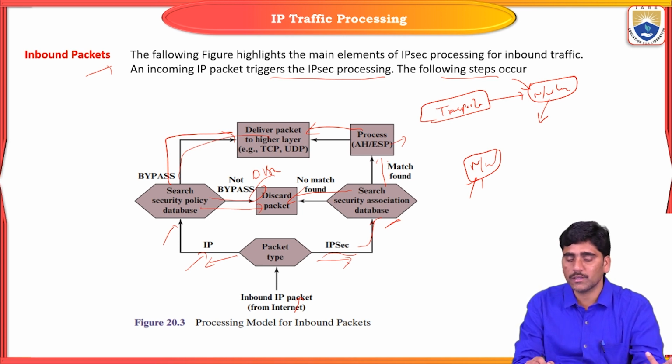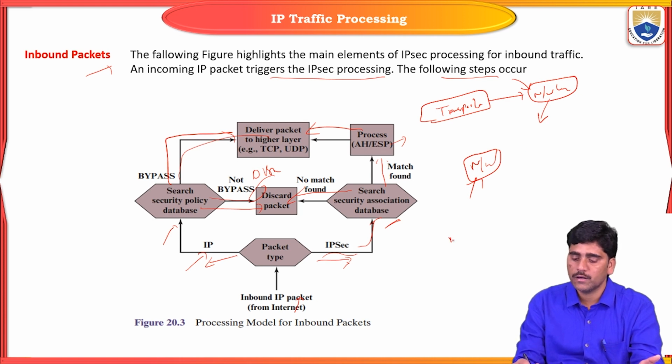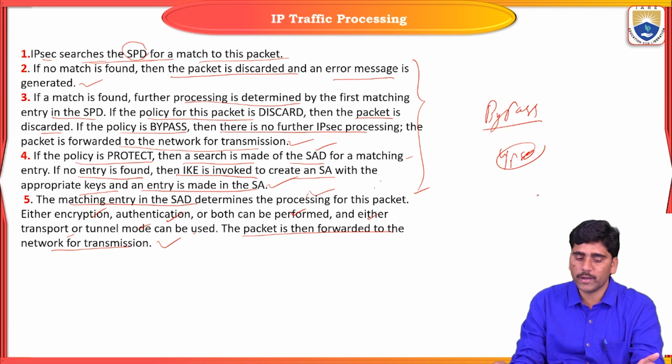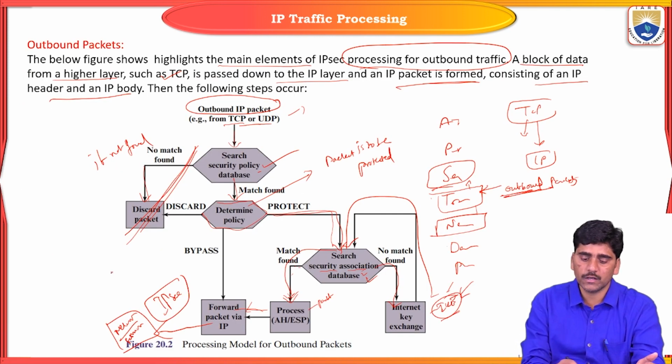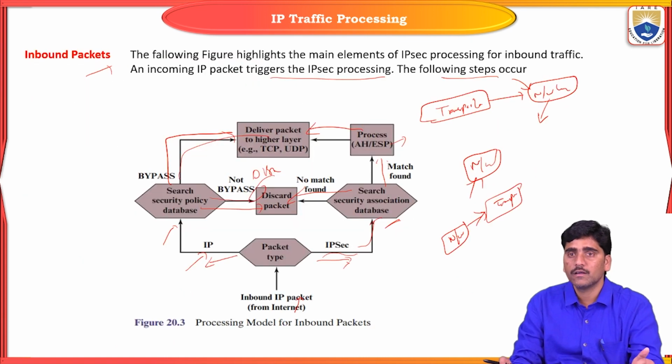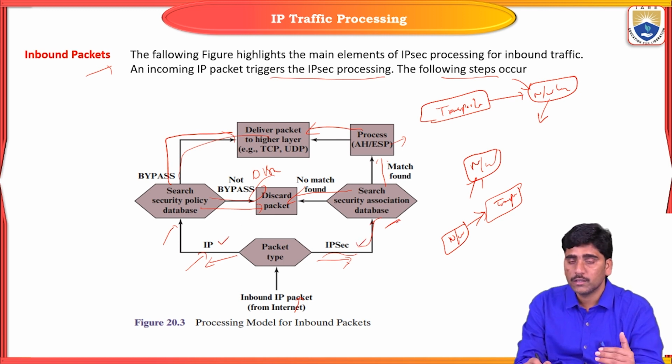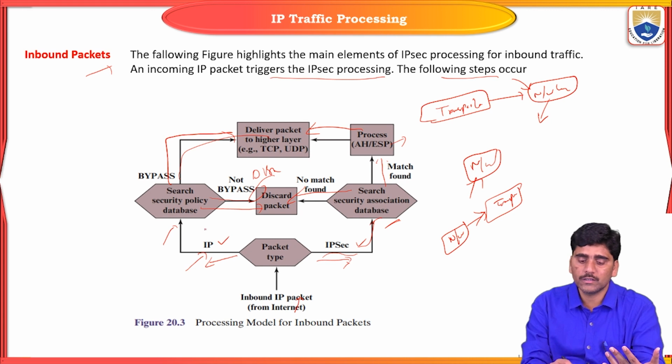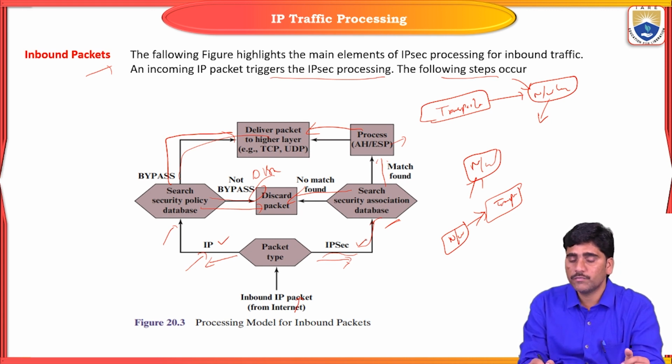Inbound packet traffic processing in the lower layers, here we can observe, goes from the network layer to the transport layer. In the previous outbound packets, we discussed that packets are transmitted from the transport layer to the network layer. So packets are transmitted in the form of both IP packets as well as IP secure packets. If it is an IP packet, how does it go to delivery to the next layer? If it is an IP secure packet, how is it delivered to the next layer?